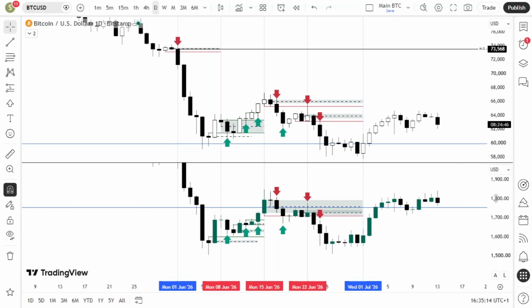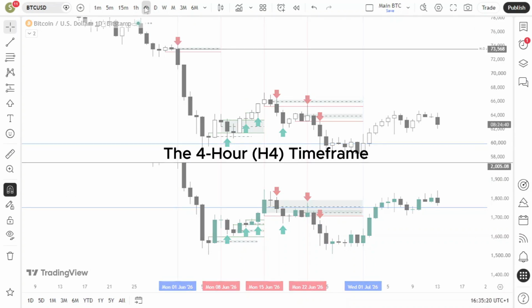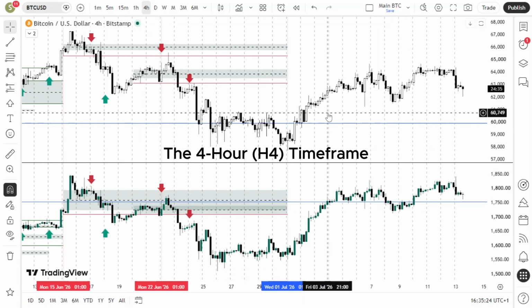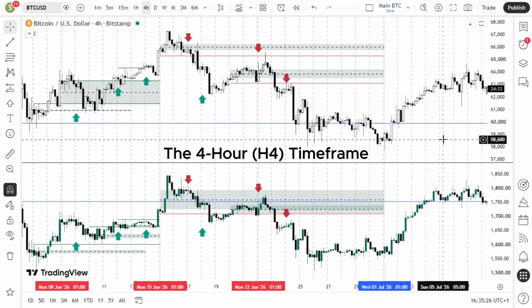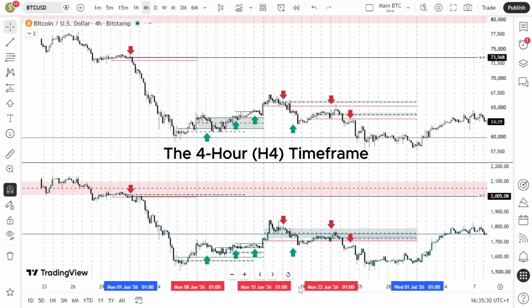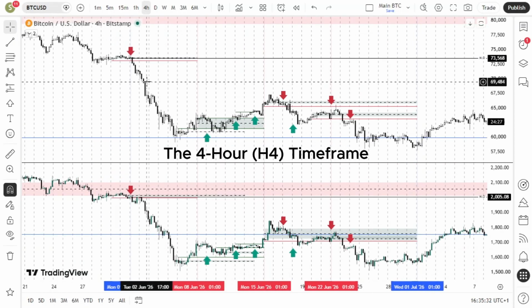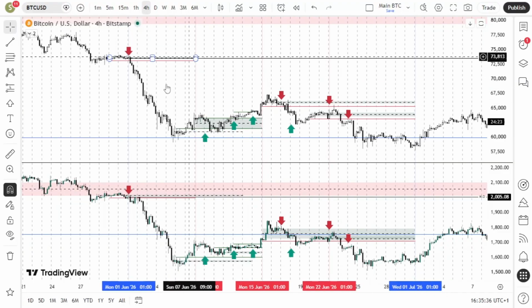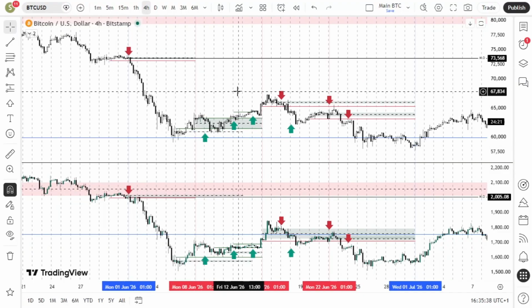Let's start with the 4-hour time frame. So let's drop down to the 4-hour time frame, and let me reset that. We're only focused on the month of June, remember, so we don't need every month. We just need to focus on this specific time window over here. So, the 4-hour time frame or the H4 time frame.